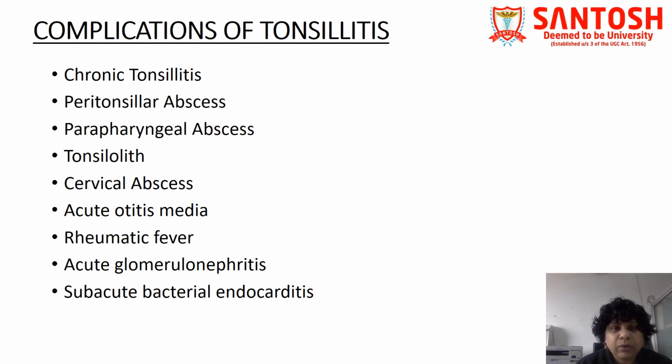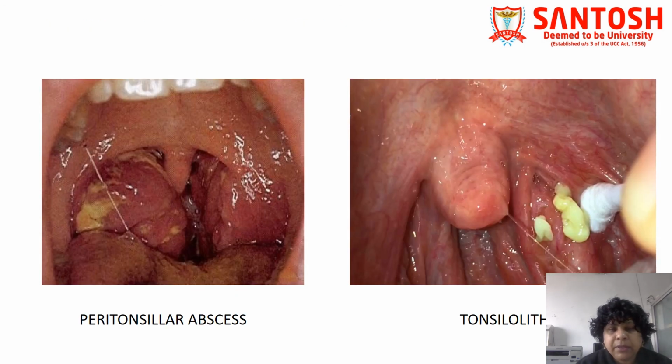Chronic tonsillitis, peritonsillar abscess, parapharyngeal abscess, tonsillolith, cervical abscess, acute otitis media, rheumatic fever, acute glomerulonephritis, subacute bacterial endocarditis. These are the pictures you see: peritonsillar abscess, tonsillolith in the tonsil.